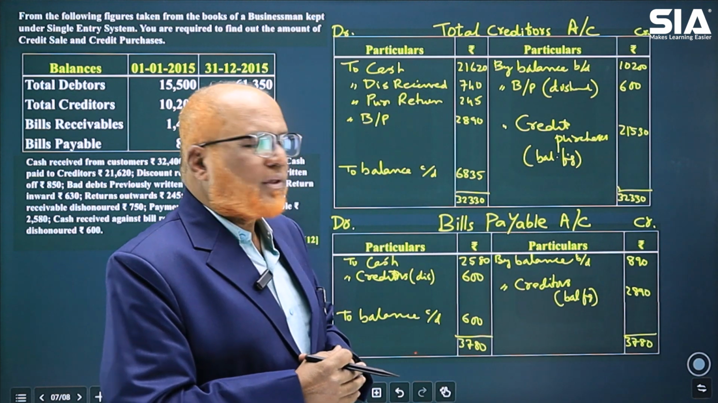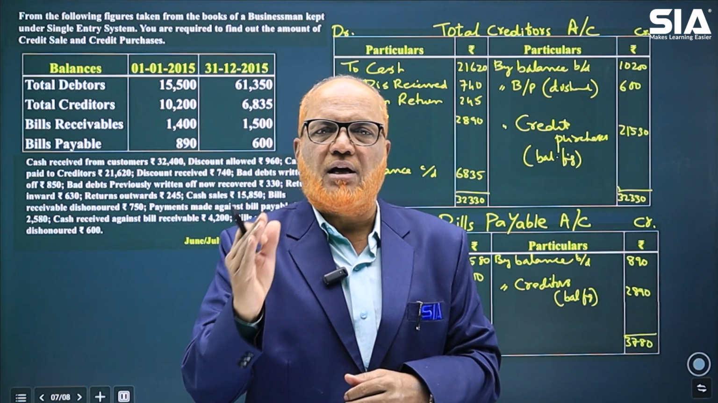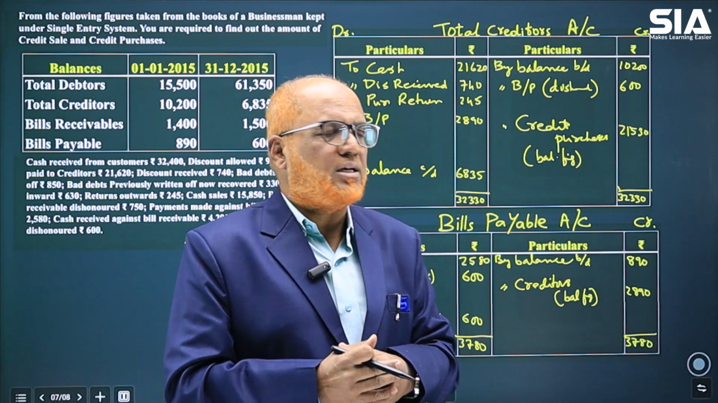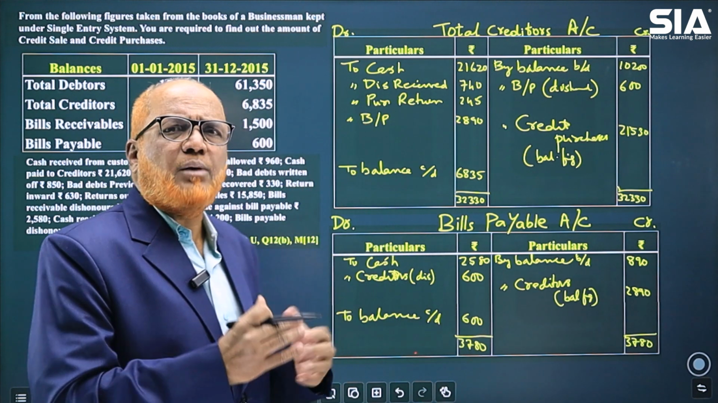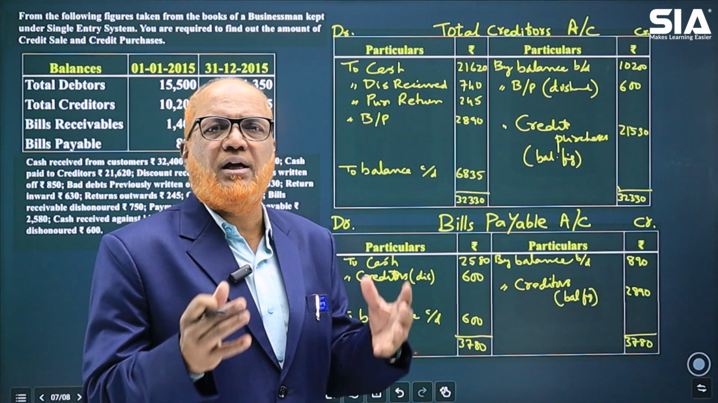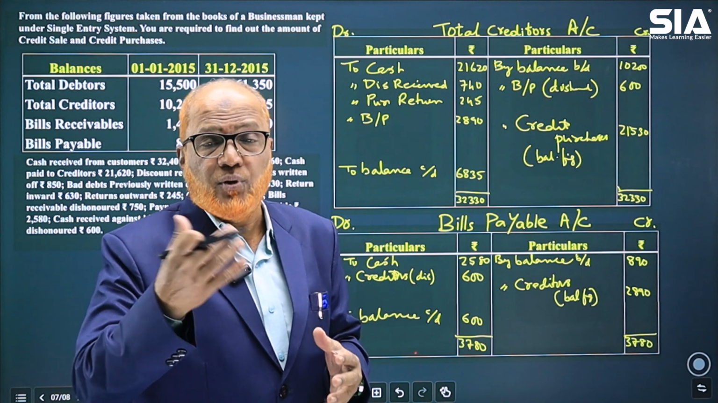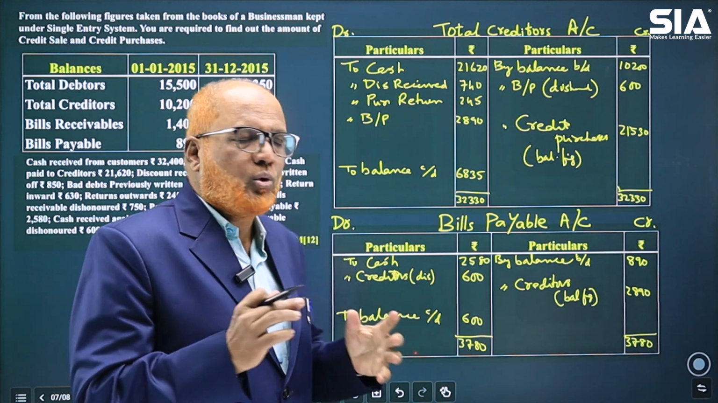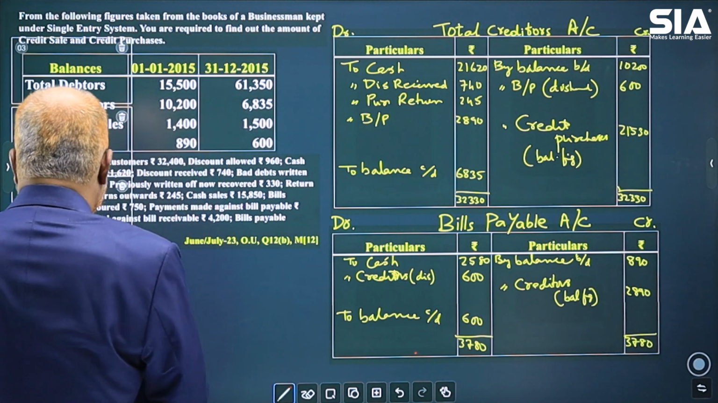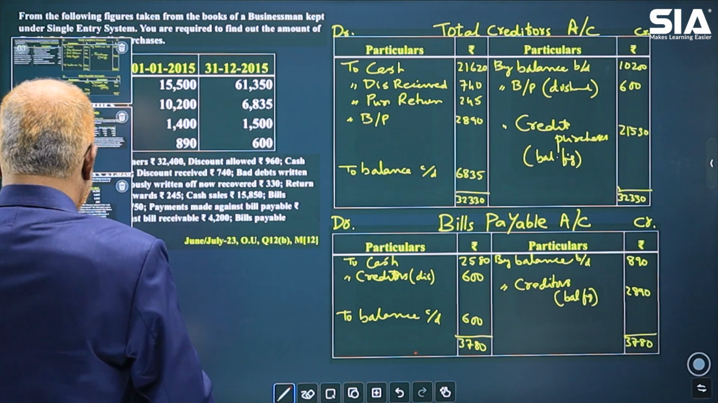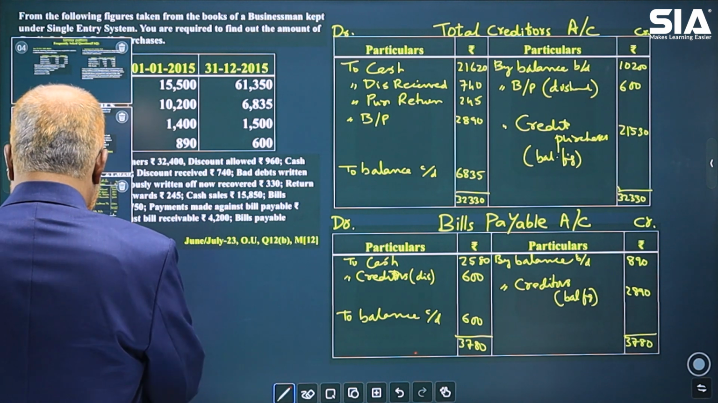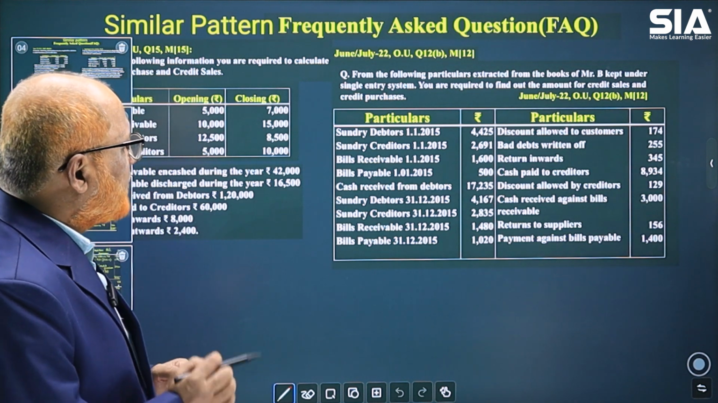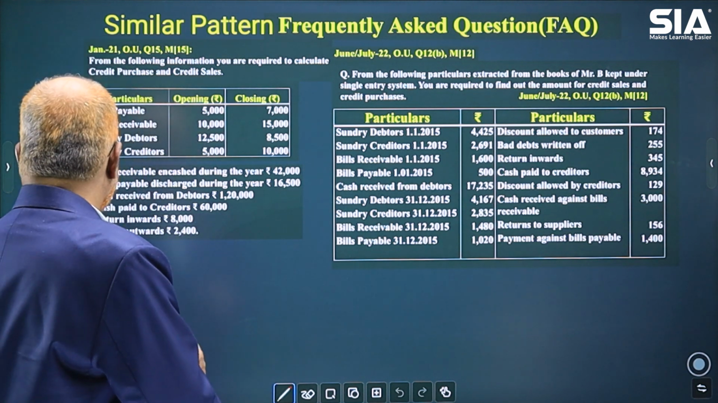So in this video, I have explained how to make the total debtors account and total creditors account to find out the credit purchases and credit sales. Similar type of questions will be asked very frequently. In past examinations they have asked, and in future also they may ask. So you must have a strong knowledge of how to make the total debtors and total creditors account, right?